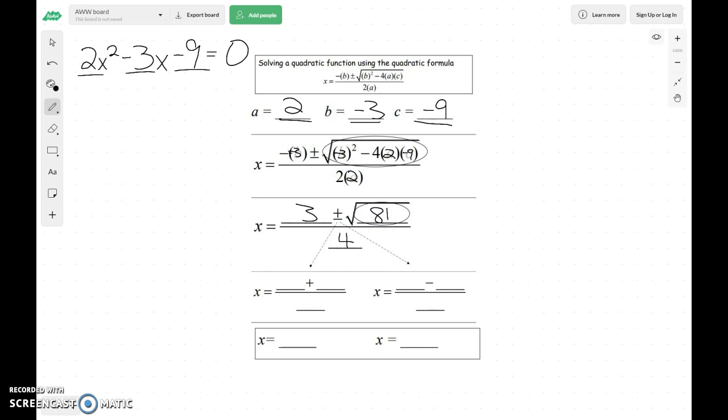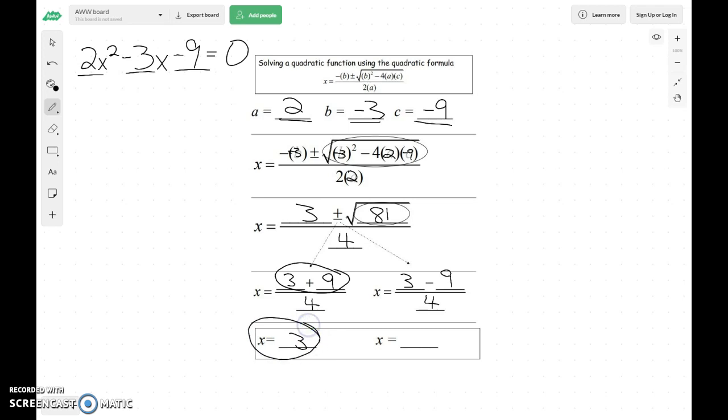So to solve this and to finish working it out, we're going to have 3 plus square root of 81 is 9, and then 4 divided by 4. On the other side, we're going to have 3 minus 9 divided by 4. So to solve this and work it out, we'll do the simple math. 3 plus 9 is going to be 12. 12 divided by 4 is 3.